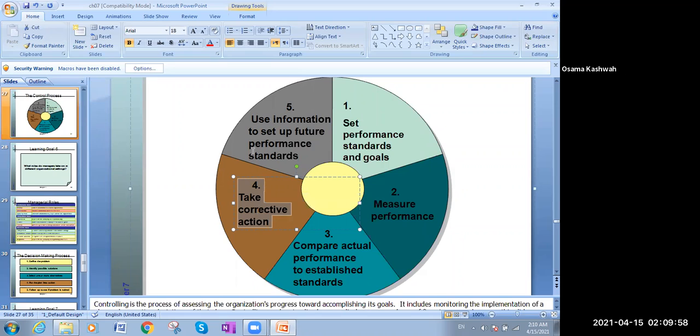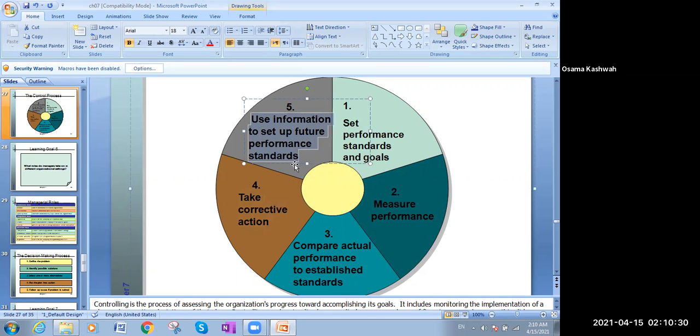And I want to say here also that the purpose of the control system in any organization is not to hold the mistakes, but to correct these mistakes, not to catch the mistakes. I am trying to find the mistakes and the gaps and the deviation in the control system to correct the problems. Okay. Finally, use information to set up future performance standards.